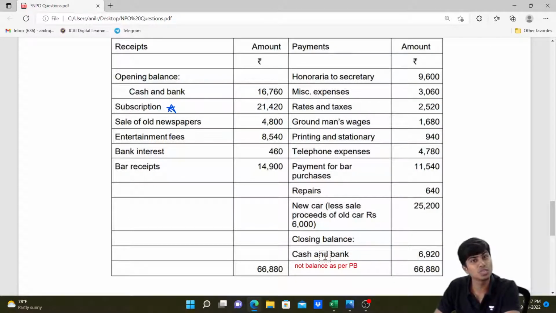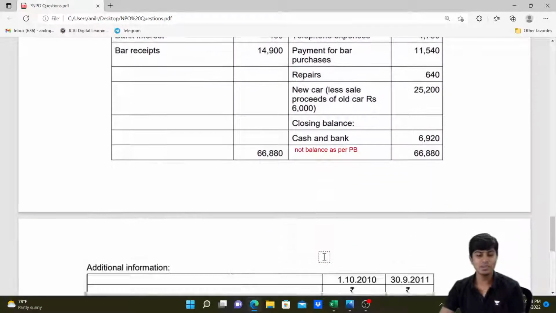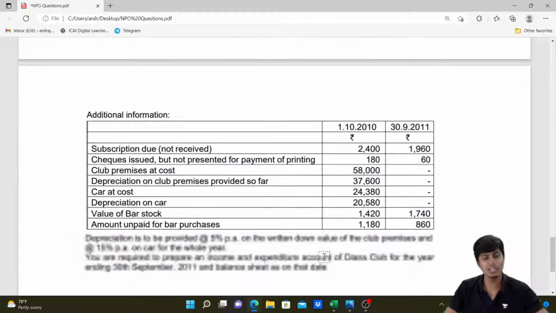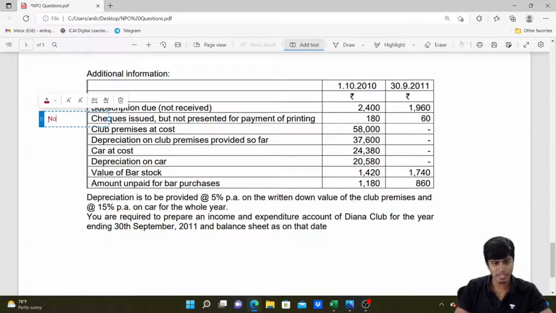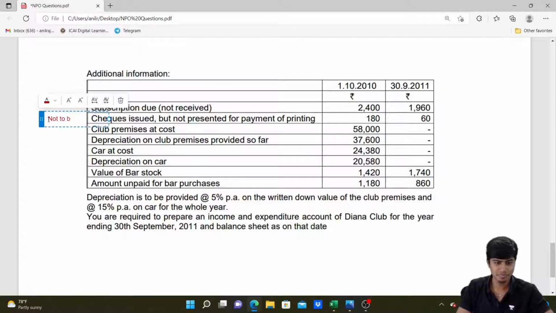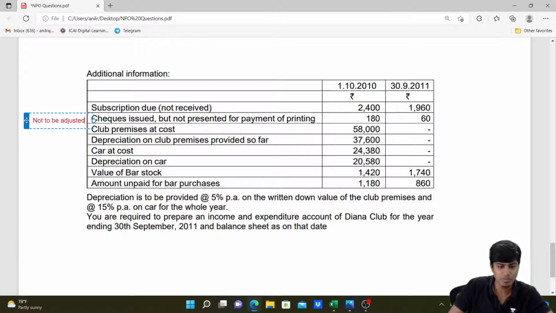It would have taken those cheques already into consideration, though they are unpresented. They would not be appearing in our passbook, but the cash book may have considered them. So this adjustment is not to be adjusted. You can ignore this adjustment. Sir, previous time we did this, we adjusted it with the repair expense and then with the opening and closing balance of cash. Yes, we did. But here we don't have to.